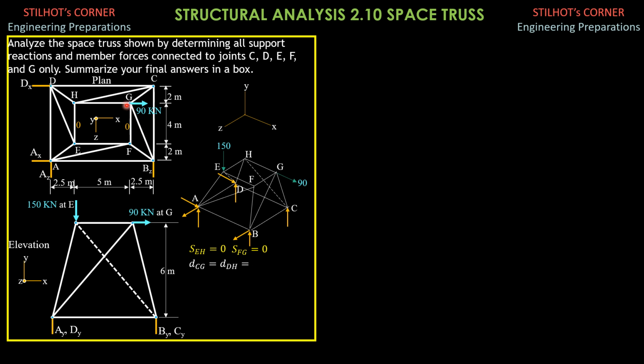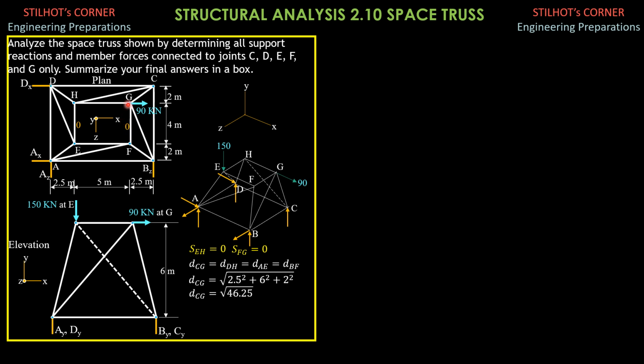By the way, distance CG is equal to distance DH, equal to distance AE and distance BF. So distance CG is square root of 2.5 squared plus 6 squared along Y, then plus 2 squared along Z. So all these distances are equal. Distance CG, which is equal to DH, AE, and BF, is square root of 46.25 meters.